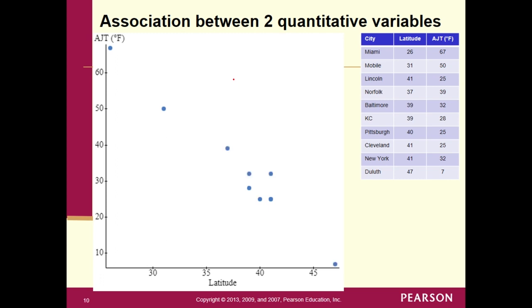Now, I think you're going to see that there are 9 dots here. The reason you maybe only see 9 dots is that Lincoln, Nebraska, and Cleveland are both at 41 and 25. So there are actually 2 dots sitting right here. They just happen to be on top of one another.